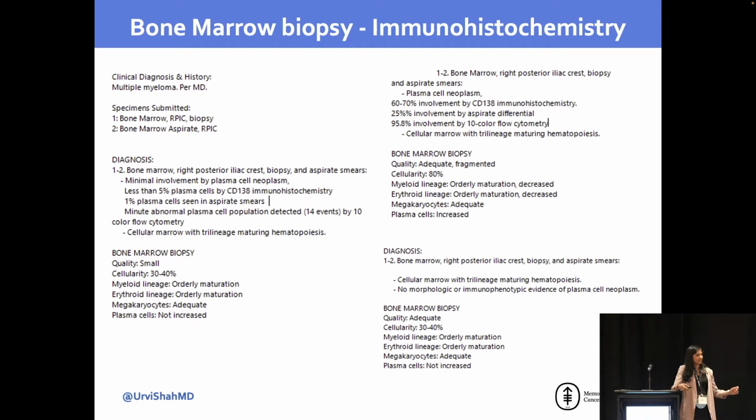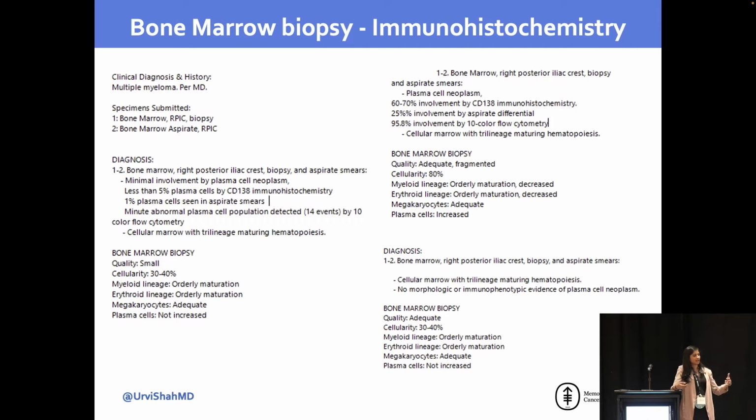So when you look at bone marrow biopsy immunohistochemistry results, the first example on the right says less than 5% by CD38 immunohistochemistry. That suggests minimal involvement. If you go with the IMWG criteria, this would be somebody in a complete response, but there is still a little bit of disease there, less than 5%. Whereas the bone marrow biopsy on the right top, showing 60 to 70%, is probably a newly diagnosed patient.